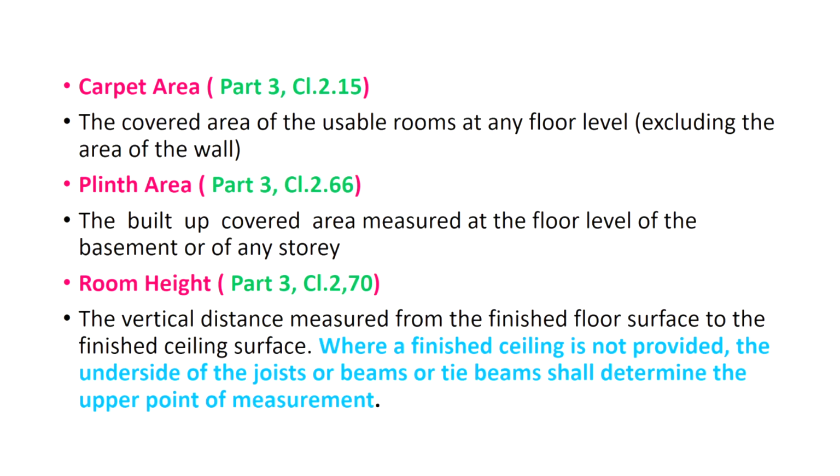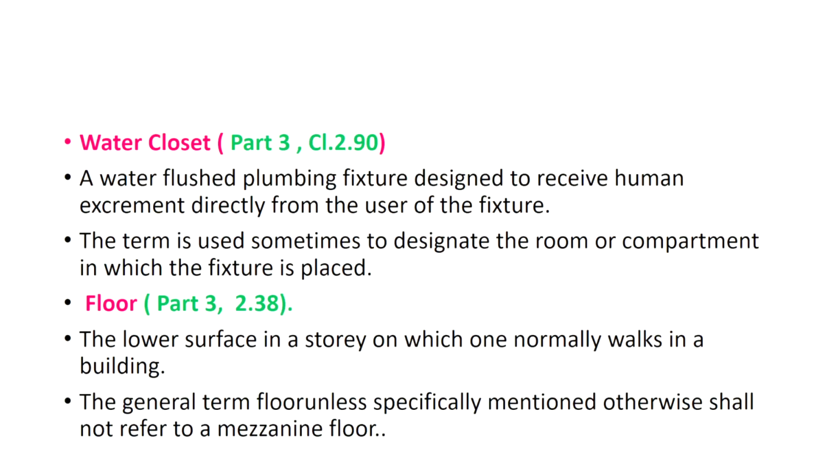So these are some basic definitions which many times we need clarification. Room height we have already covered. Certain water closets, again they have given us some definitions. Water flushed plumbing fixture designed to receive human excrement directly from the user of the fixture. Because these definitions you won't find. The term is used sometimes to designate the room or the compartment in which the fixture is placed.